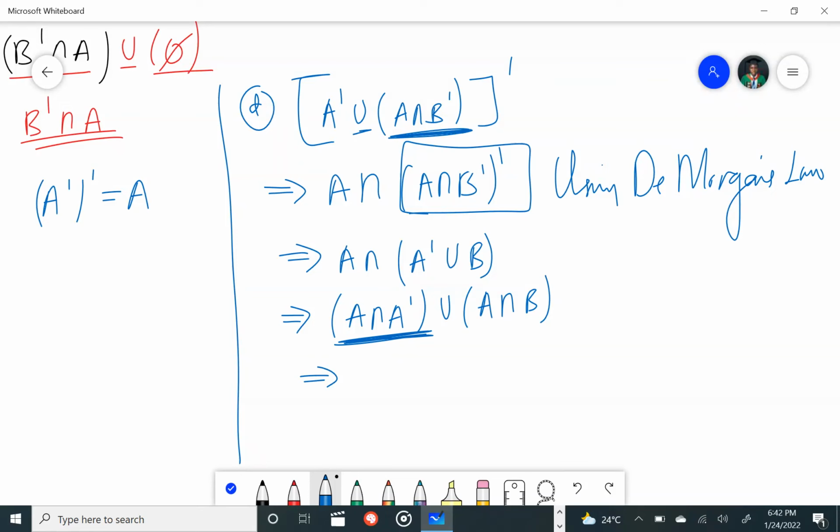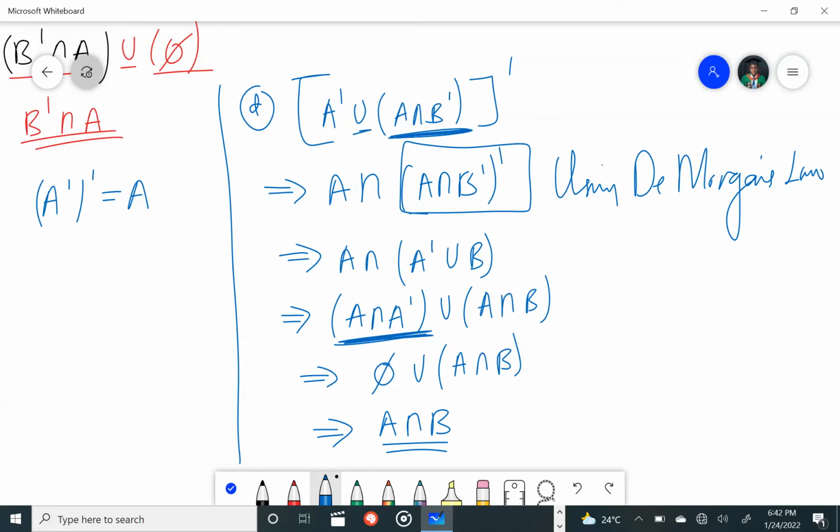An empty set. Yeah, that's an empty set, because we are saying, what is in A and what's in A complement? That doesn't make sense, right? So it's an empty set. So we've got an empty set in union A intersection B. If you're adding any set to an empty set, you get that set, isn't it? So you're getting your answer to be A intersection B.